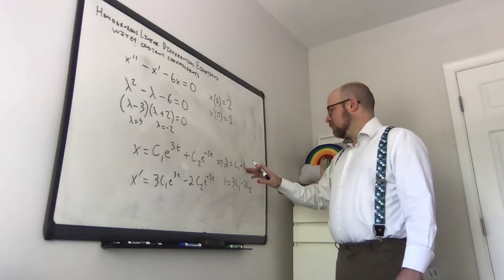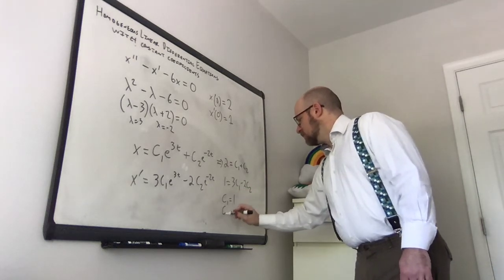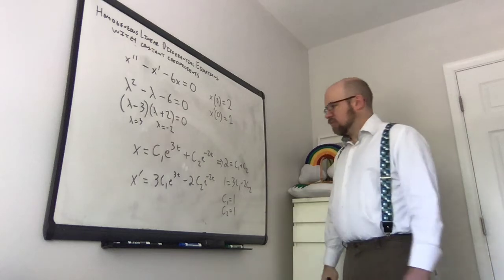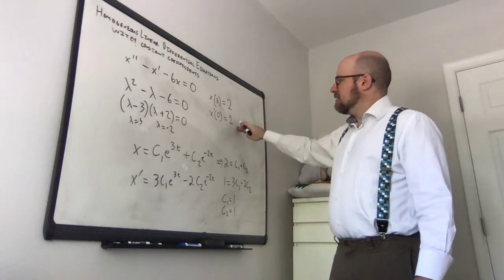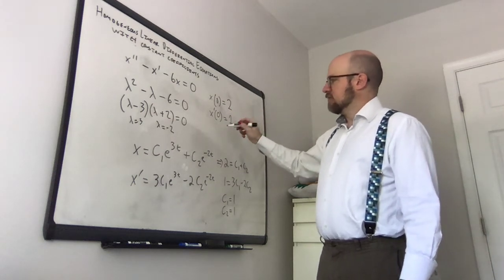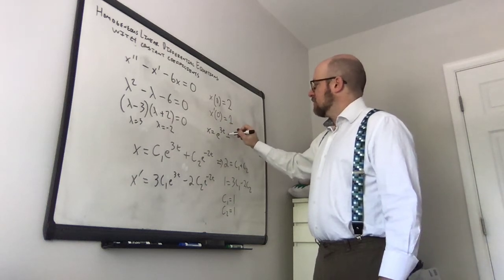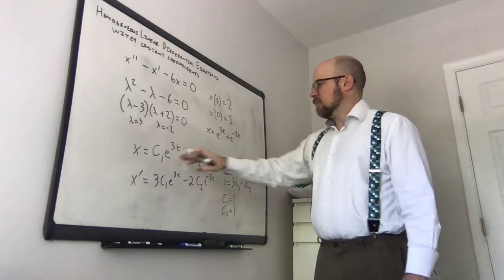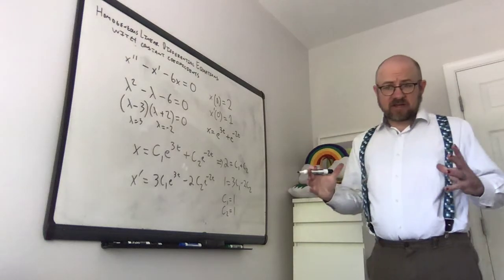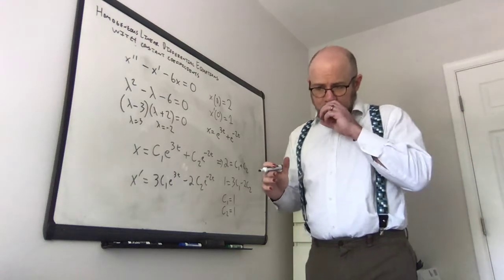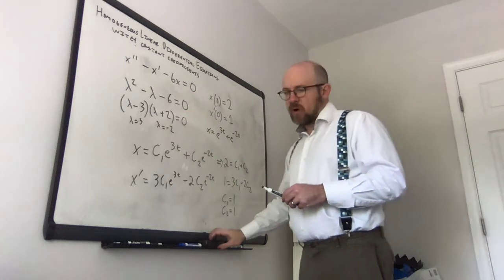5c1 equals... c1 equals 1, c2 equals 1. Oh, that works out very nicely. Okay? And so for this differential equation and these initial conditions, the particular solution is going to be x equals e to the 3t plus e to the negative 2t, because c1 is equal to 1 and c2 is equal to 1. Okay? And so you can get an actual particular solution. Okay? So that's just kind of an example of how this works.